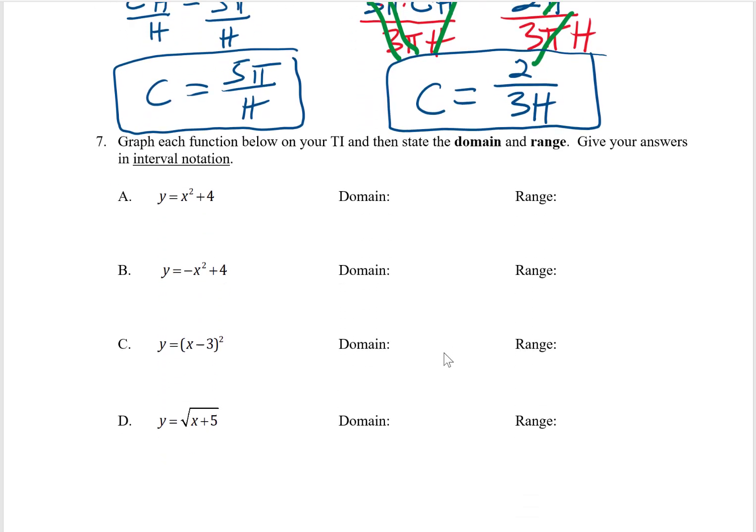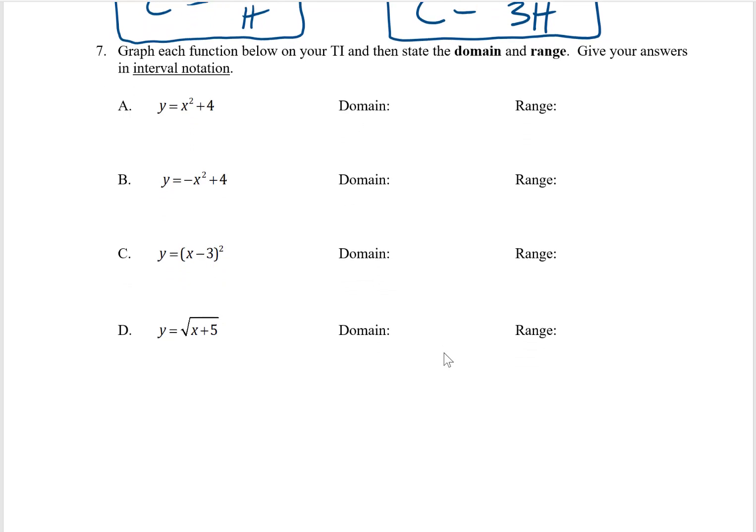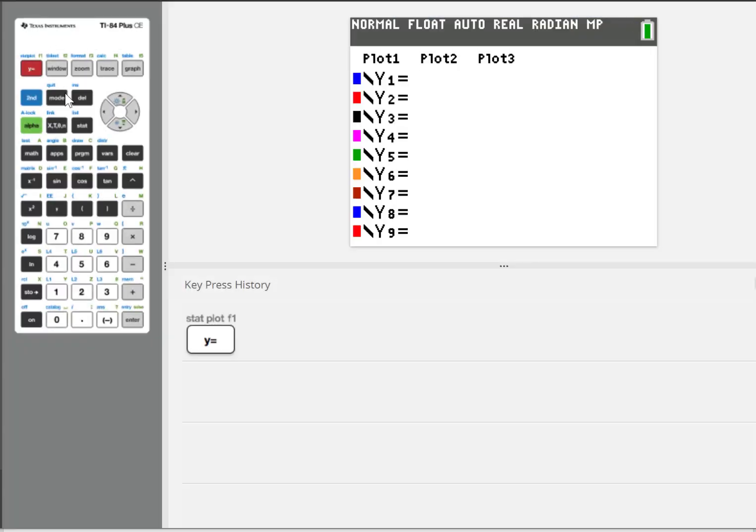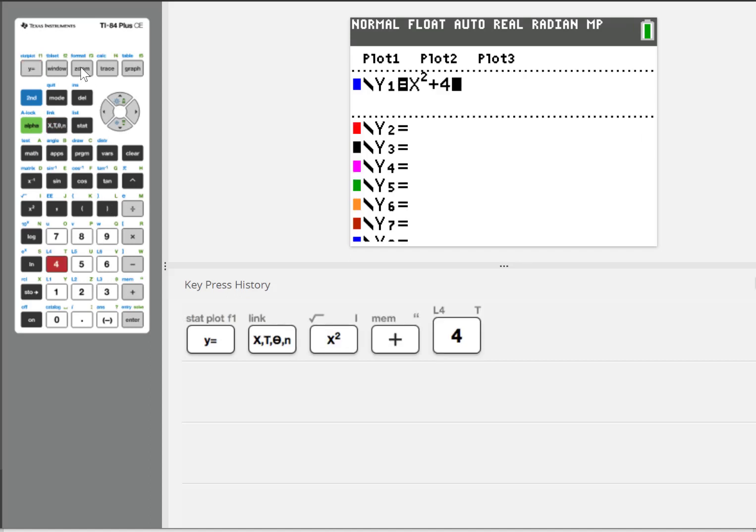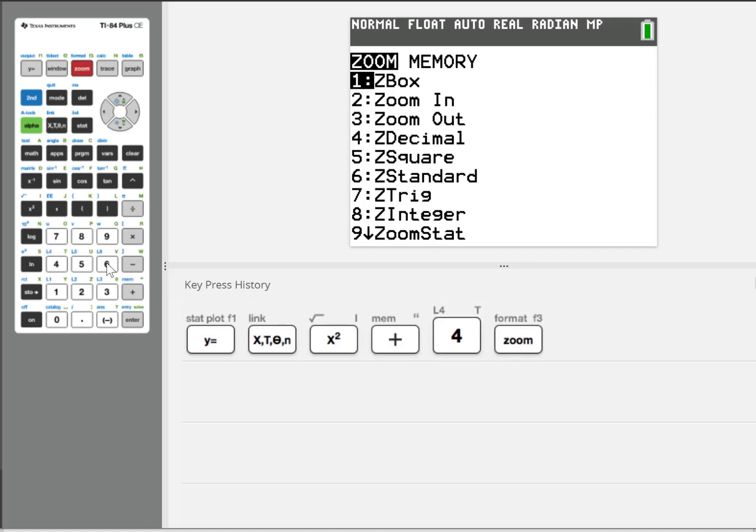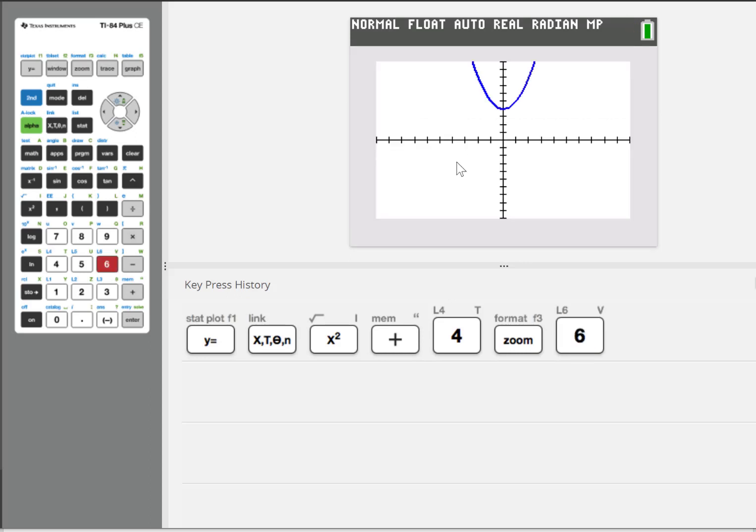Problem number 7, I'm being asked to graph each function on the calculator and figure out the domain and the range. We'll give our answers in interval notation. We should be able to tell these things pretty easily from the picture. We'll start with y equals x squared plus 4. So let me go into the y equals, hit x squared plus 4, and I think that zoom 6 option is a fine one when I don't have any other reason to decide. That's where I'll often start. And there's my picture. Looks like a parabola there.